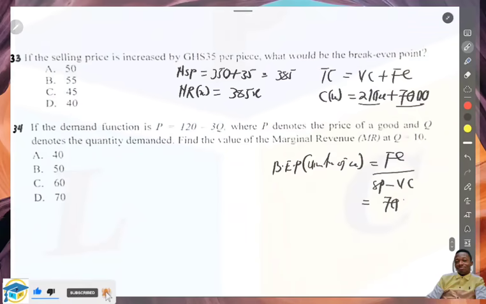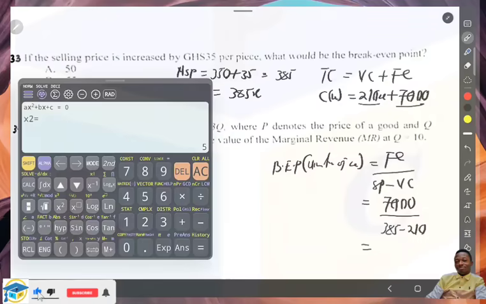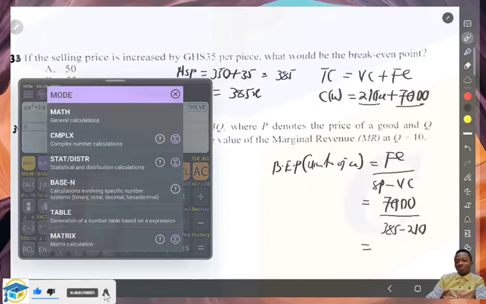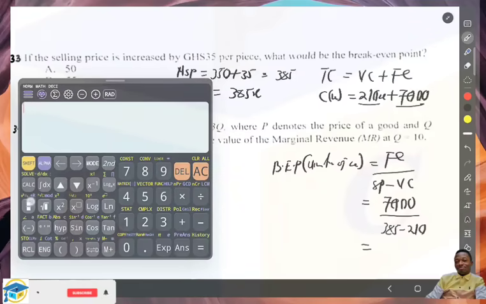So what is our fixed cost here? Our fixed cost 7,000 divided by the selling price. Remember here, there was an increase in the selling price per item. So that will also result to 385. So we have our new selling price to be 385, and then our variable cost to be 210. So what are we getting? We take our calculator, we switch to our normal mode. So we have here 7,000 divided by 385 minus 210.